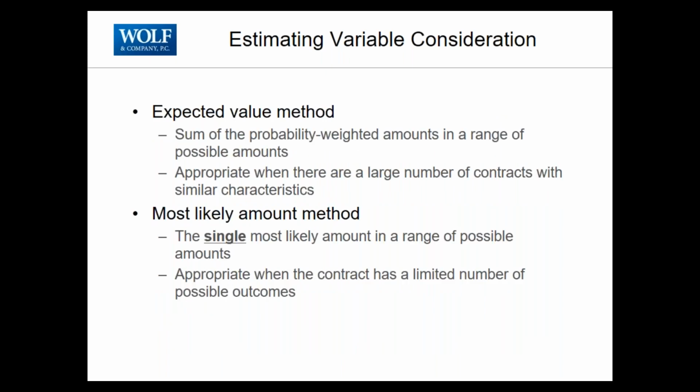So let's look at each of those methods. The expected value method is simply the sum of the probability weighted amounts in a range of possible consideration amounts. This methodology would be appropriate when there are a large number of similar contracts with similar characteristics, which sounds really good until you ask me, what do I mean by a large number and what do I mean by similar? The answer, probably not surprisingly, is that there's no hard and fast answer.